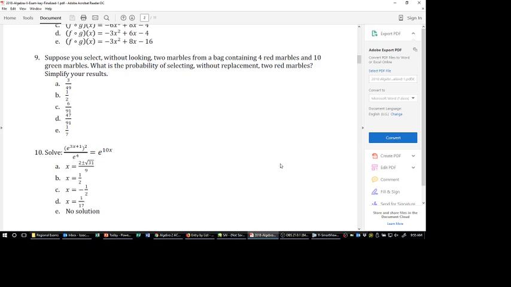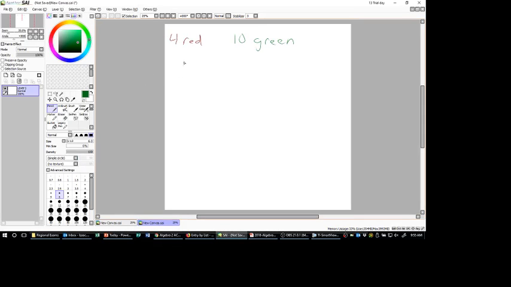Suppose you select, without looking, 2 marbles from a bag containing 4 red marbles and 10 green marbles. What is the probability of selecting, without replacement, 2 red marbles? Simplify your results. Alright, so we've got a probability question here. 4 red marbles, 10 green marbles, so we have a total of 14 marbles.